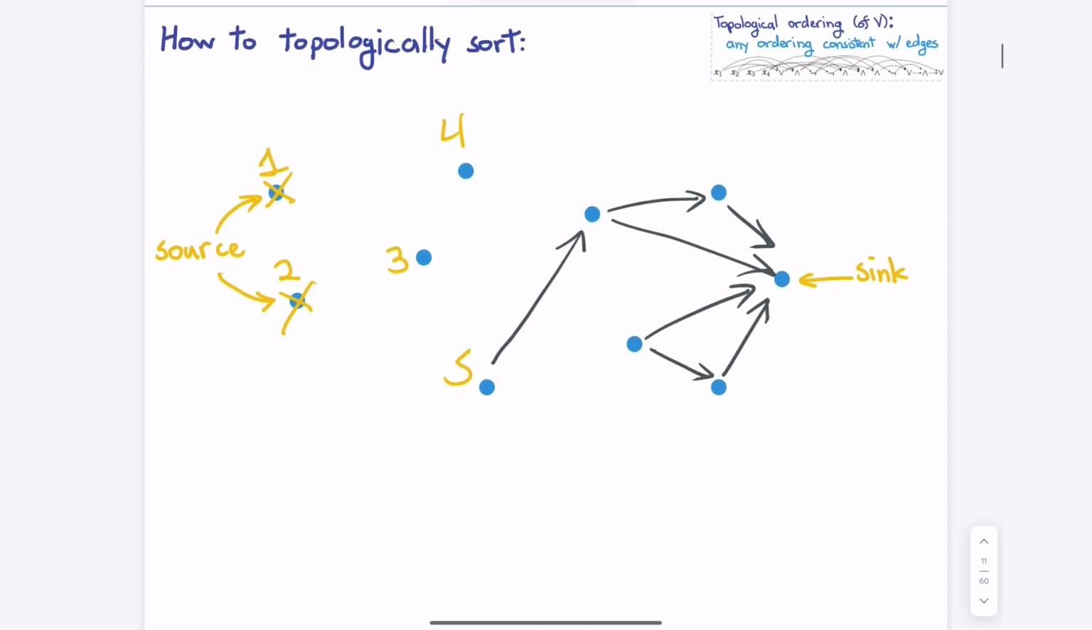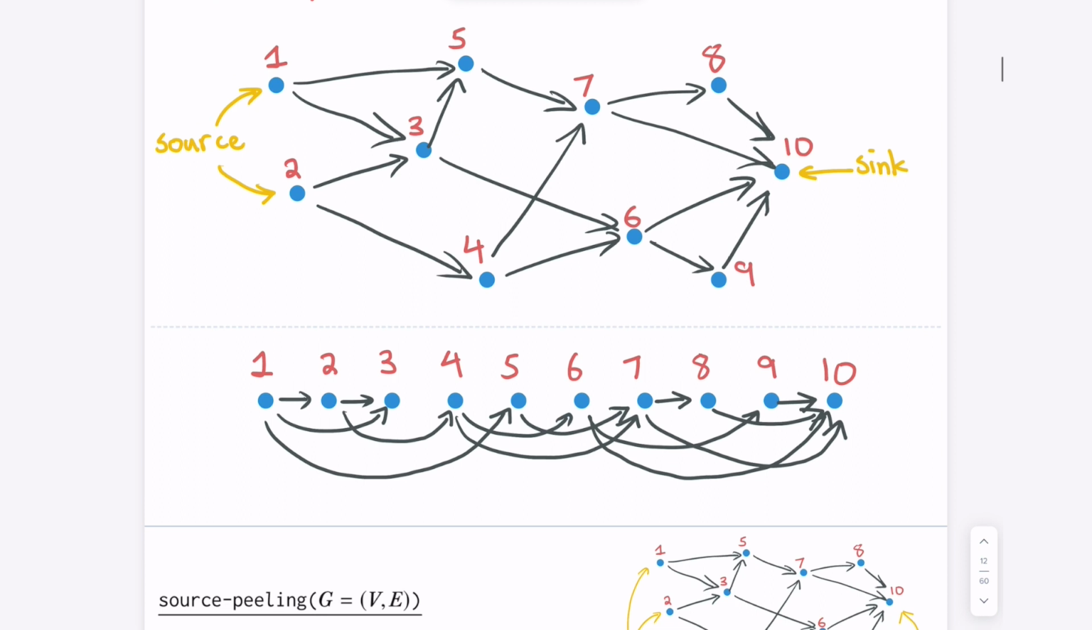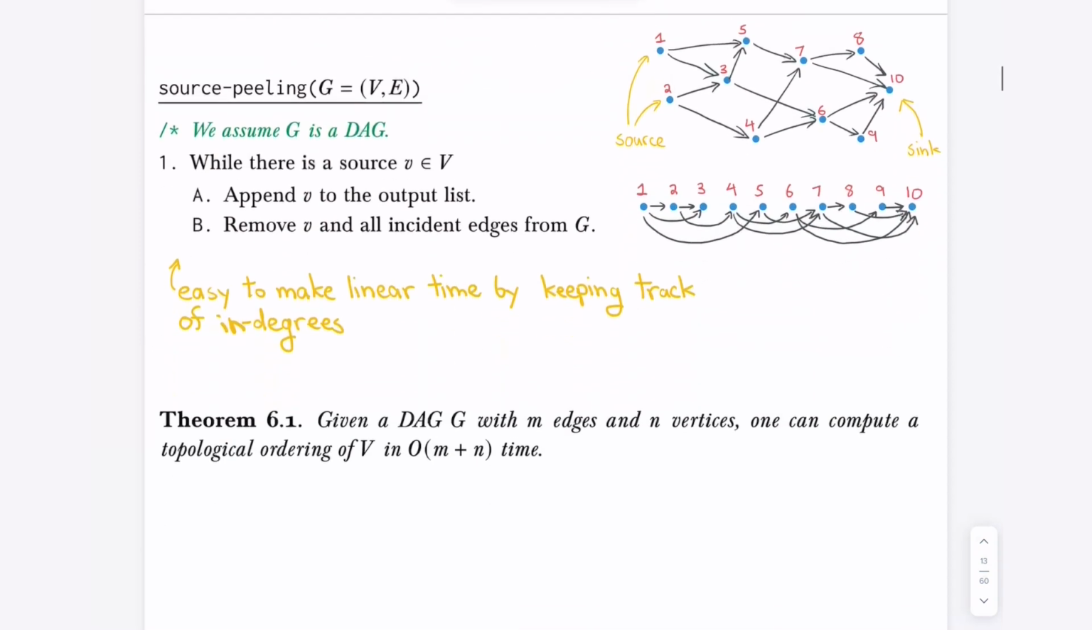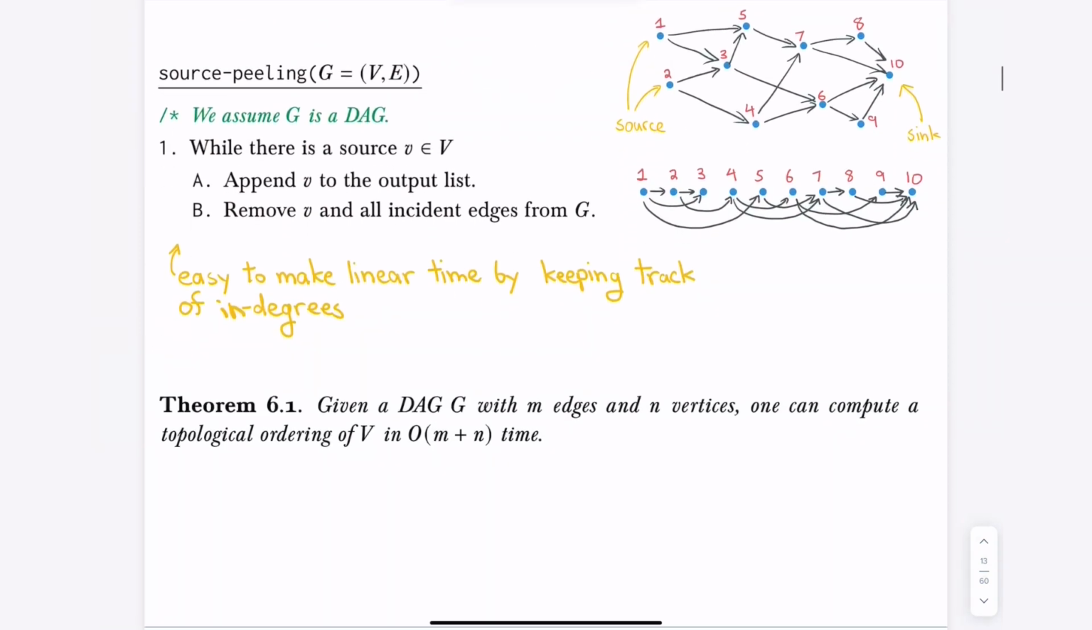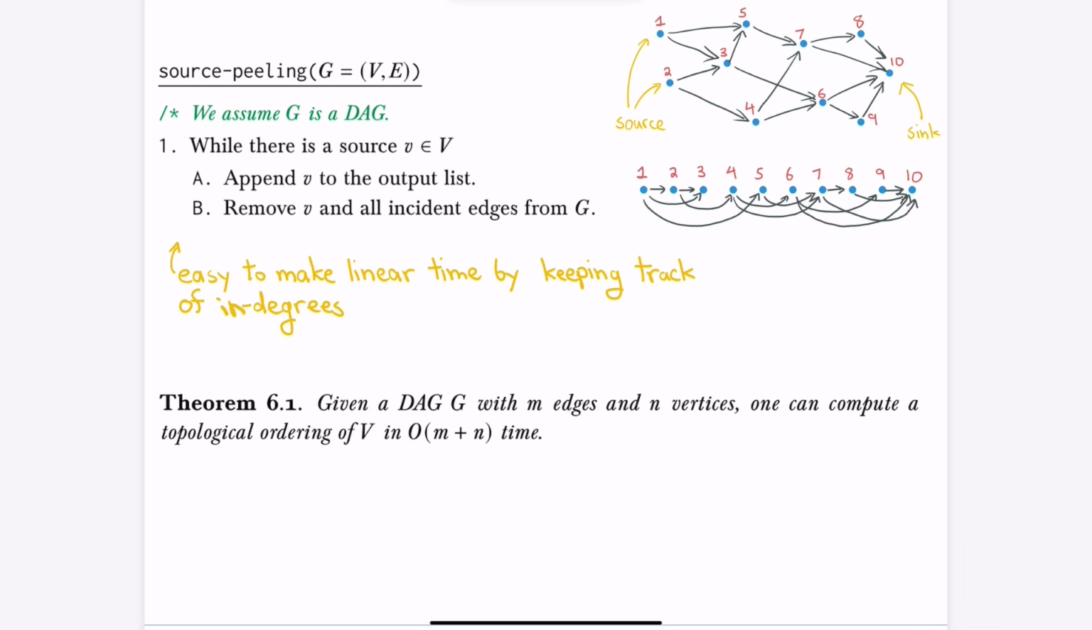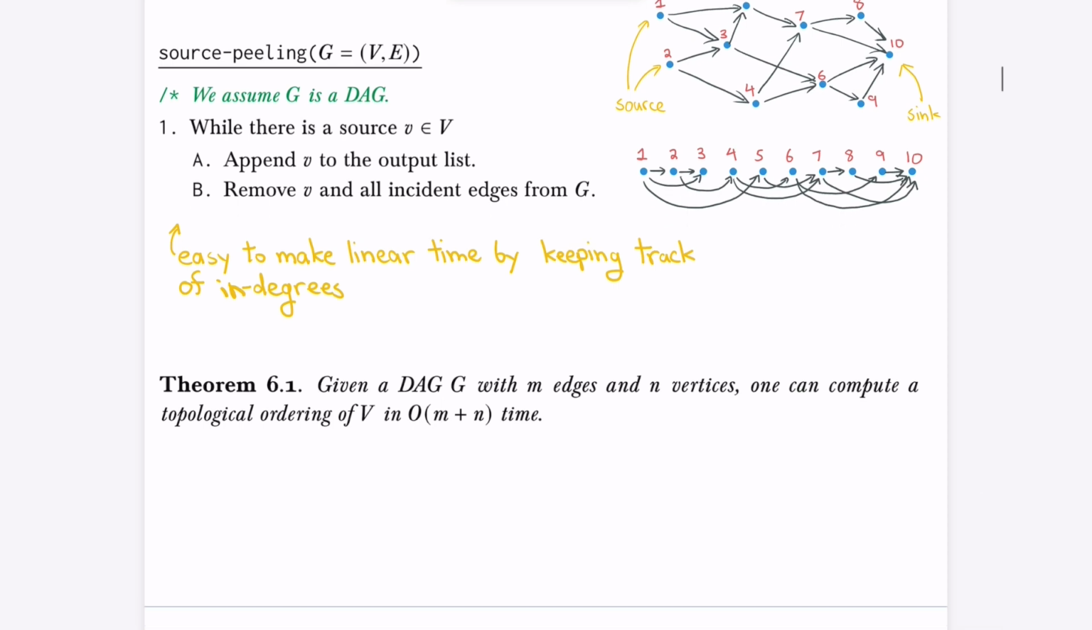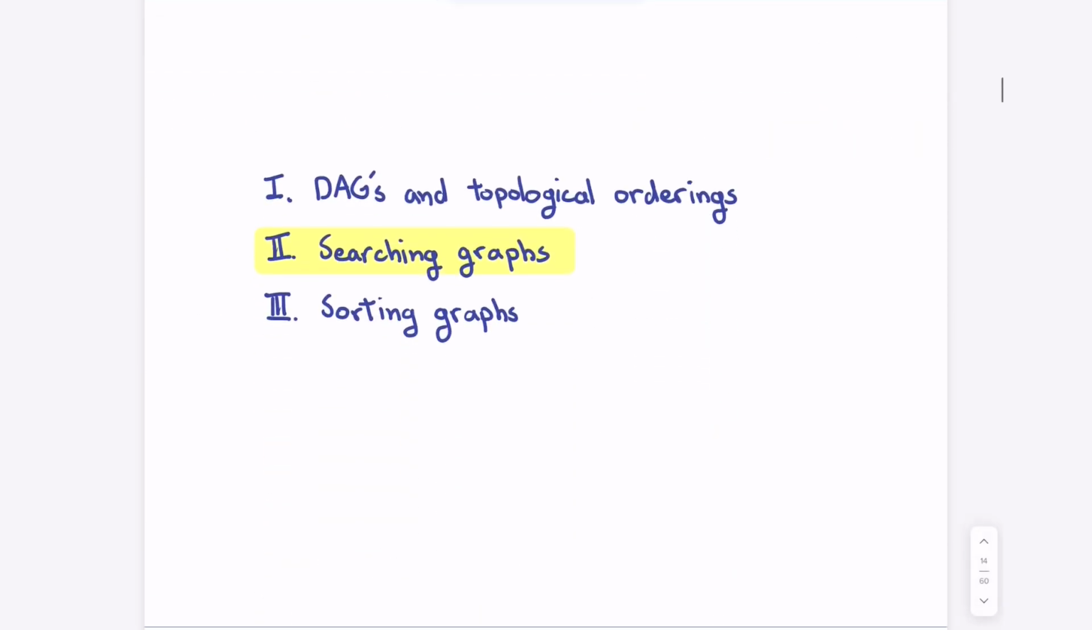And we talked about how to compute one of these things, and this is sort of the bloody remains of our algorithm. But the idea was to keep removing sources, which are vertices that don't have any incoming edges, and just putting them at the beginning. So that was what we did. And you could do this in linear time, and that's where we left off. All right. So let's talk about searching graphs.